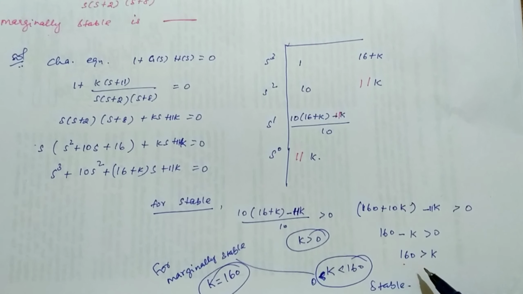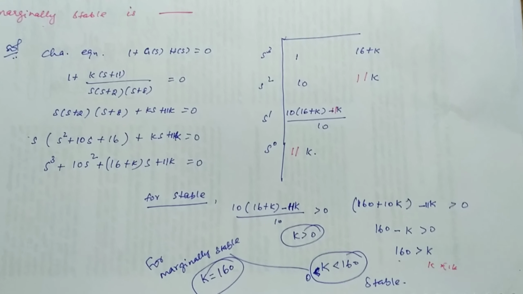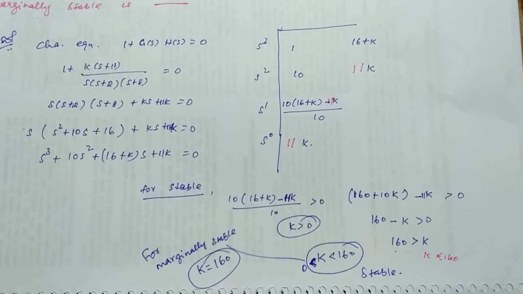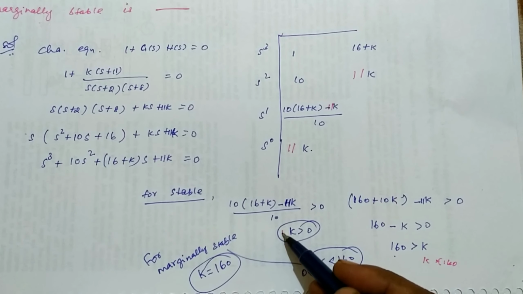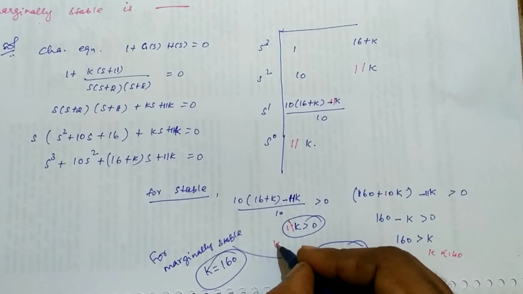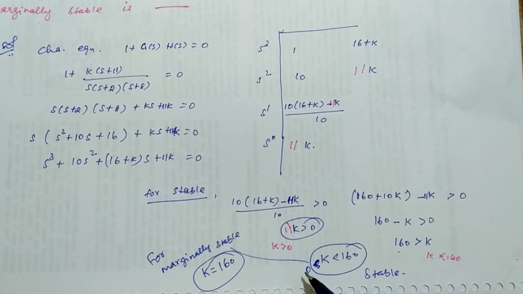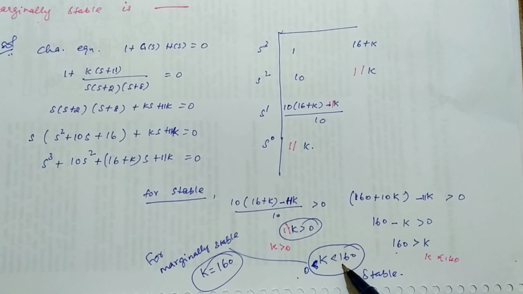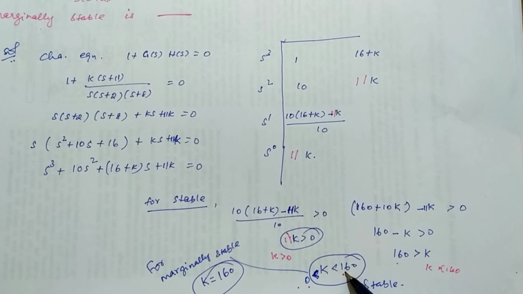K should be less than 160. Now again using this term, 11k greater than 0, the k value is greater than 0. So therefore k takes the value between 0 to 160.